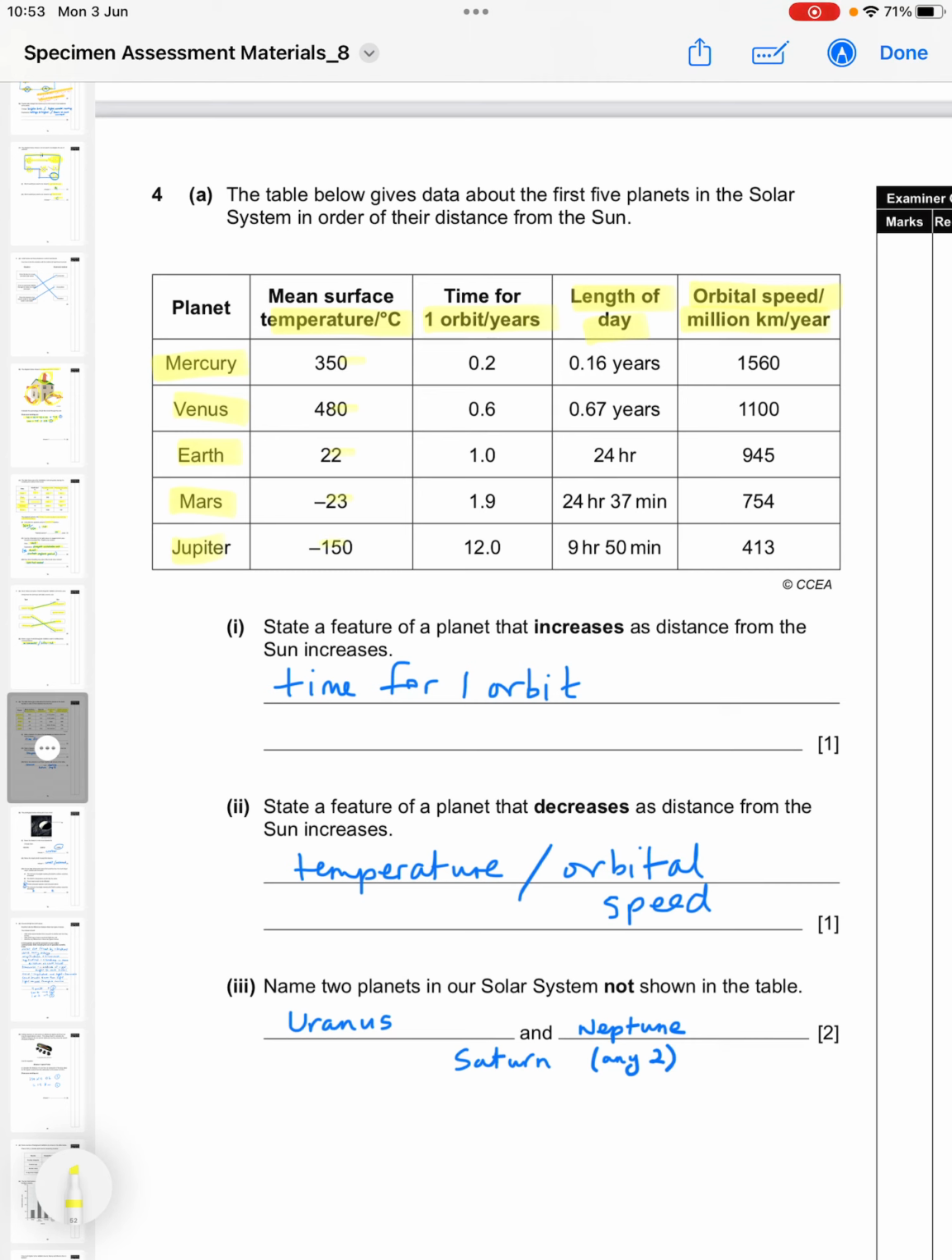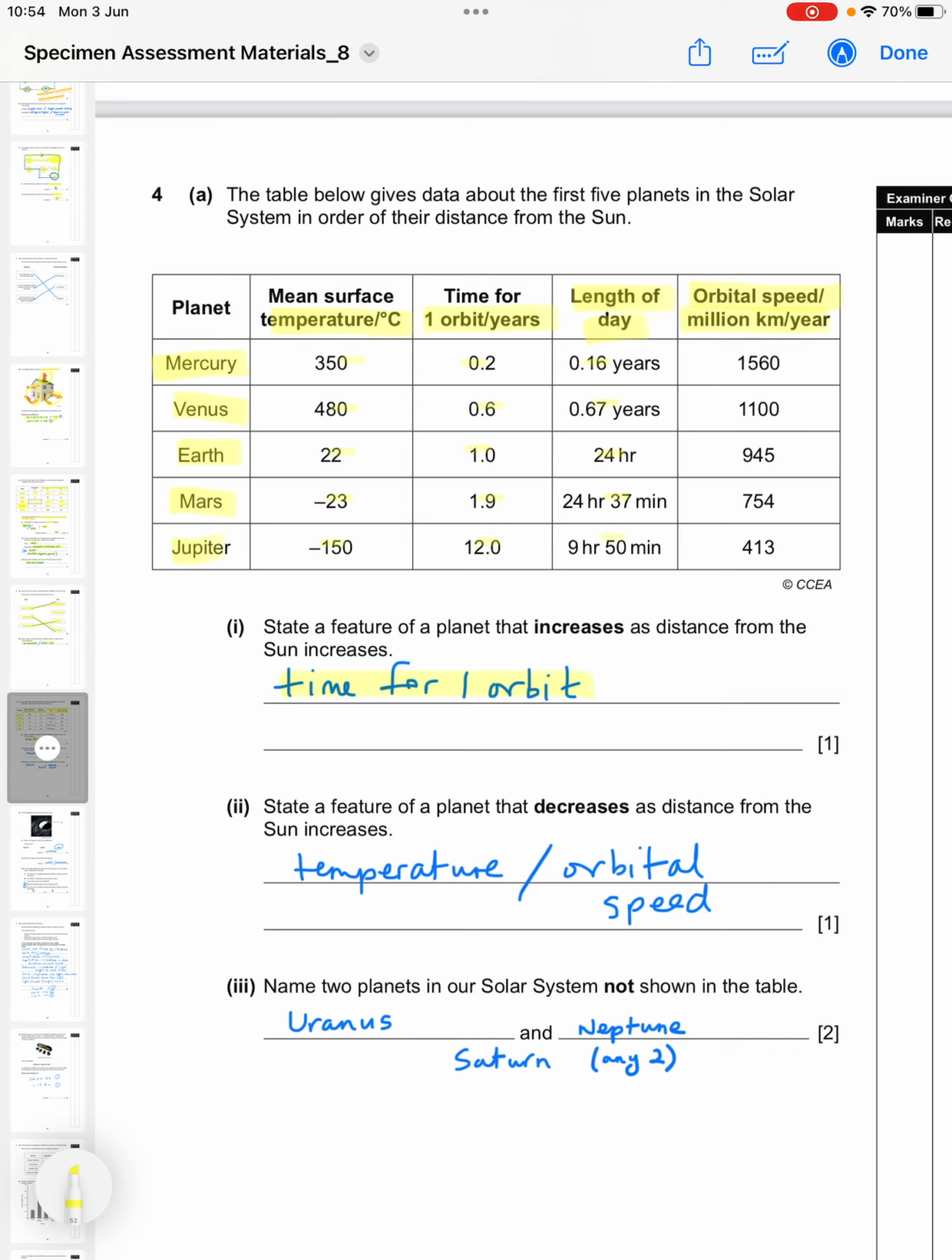The time for the orbit increases each time, so 0.2, 0.6, 1, 1.9 and 12. So obviously the further out the planets are, the longer it takes them to orbit the Sun. So that's the answer we're looking for there, time for one orbit. Now just to check the others, the length of day doesn't really depend on how far the planet is from the Sun. So Mercury's 0.16 years, Venus is 0.67 years, the Earth is 24 hours, Mars is very similar, 24 hours 37, Jupiter is very short, 9 hours 50 minutes.